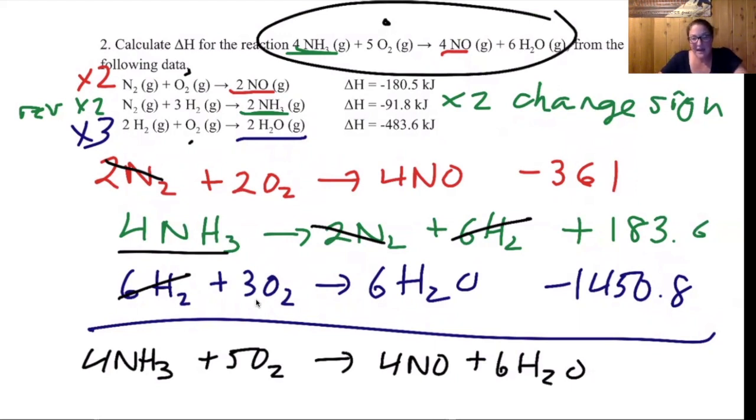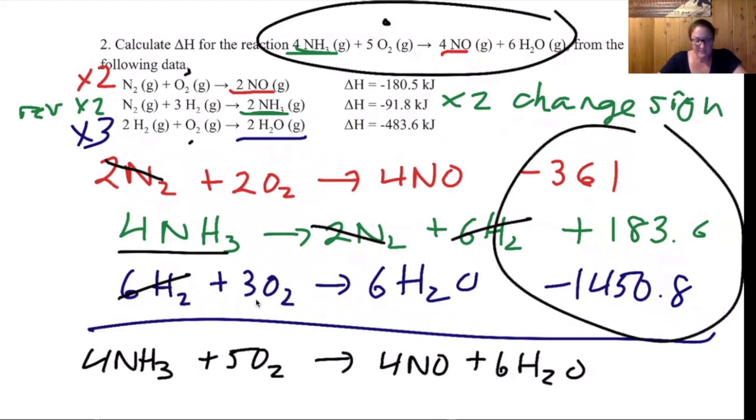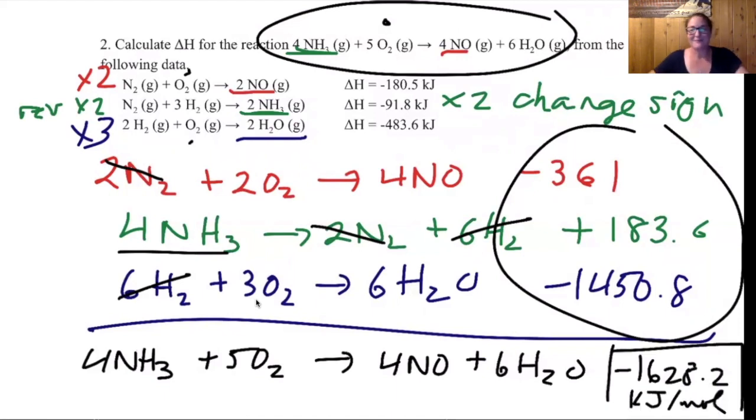So now I'm going to add up my delta H's. Negative 361 plus 183.6 minus 1450.8 yields negative 1628.2 kilojoules per mole. All right, got one for you to try.